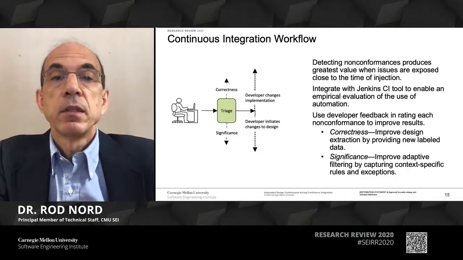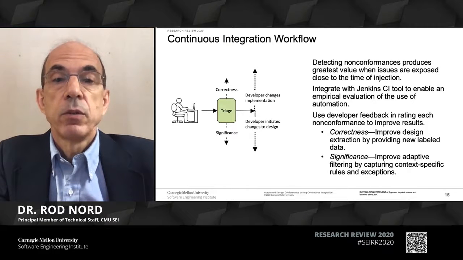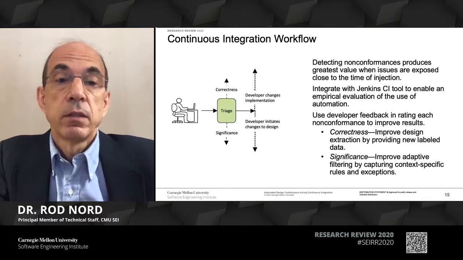Detecting non-conformances produces greatest value when issues are exposed close to the time of injection. Integrating with a CI tool such as Jenkins can complement existing checks for reliability and security by adding checks for extensibility and composability that together help ensure the software is more resilient. Continuous integration will enable an empirical evaluation in how we address the gaps in the state-of-the-art and barriers to adoption. We will use developer feedback to improve results.